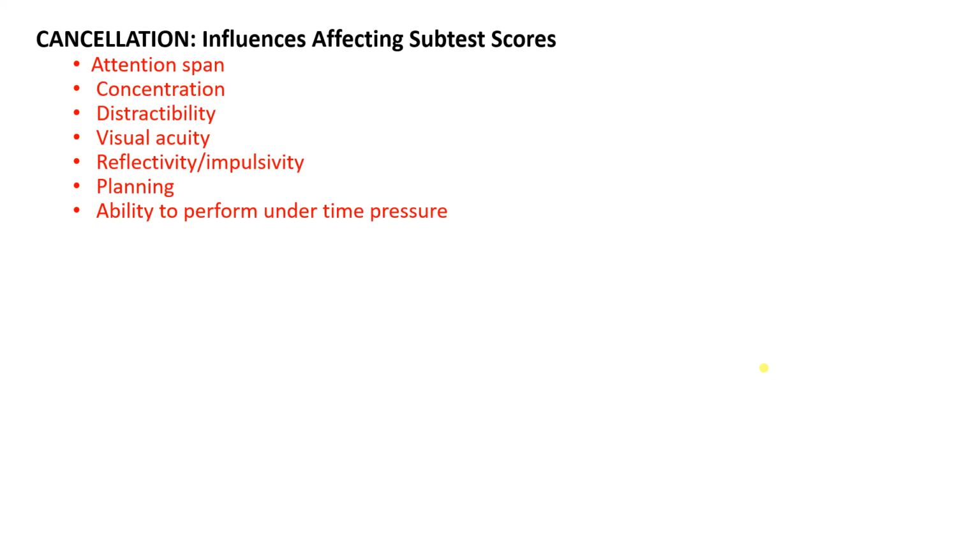Factors that can influence the test performance include attention span, ability for concentration, distractibility, visual acuity. If visual acuity is not good, the performance may be impaired. Also reflectivity and impulsivity, planning, and ability to perform under time pressure. Why? Because it is a timed test.